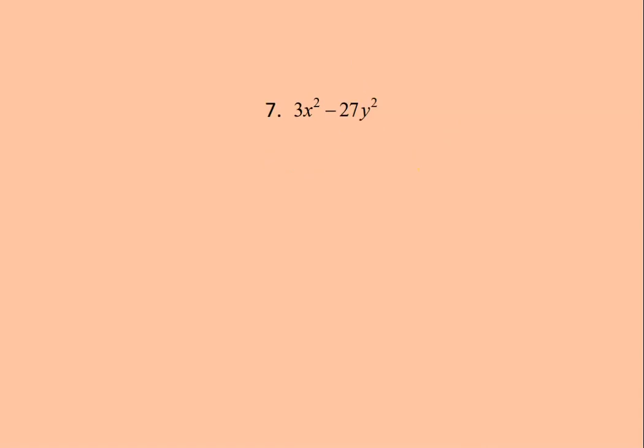Now in this binomial, when I look to see if I can do difference of perfect squares, I see that I have a perfect square in x squared and a perfect square of y squared. It's a difference. However, the 3 and the 27 are not perfect squares. So before we give up on this binomial, let's see if there's a greatest common factor. 3 and 27 have a greatest common factor of 3. So I'm going to factor out a 3 first.